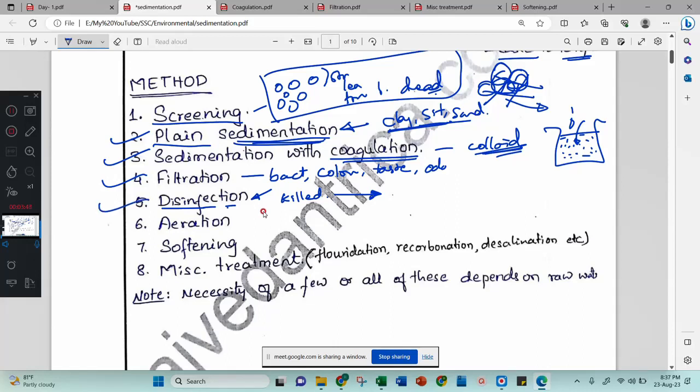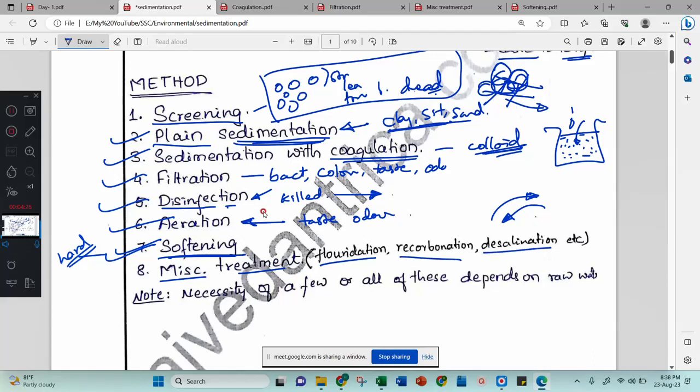Then after that, aeration. If the dissolved oxygen is less in the water, then we will be doing aeration and increase the dissolved oxygen. Along with that, we will be removing the taste and odor to some extent in this aeration. And after that, we will be concentrating on hardness. Okay, if the water is too hard, that hardness can be removed in this process, that is softening. Then after that we have a miscellaneous treatment. In this miscellaneous treatment we may add some minerals, or excess mineral can be removed. These two processes will happen in the miscellaneous treatment. For example, fluoridation, recarbonation, desalination, like that we will be having many miscellaneous treatments.